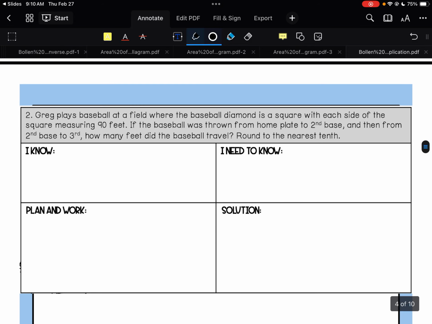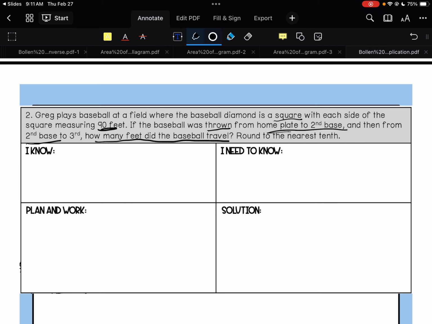Next we have Greg, and he plays on a baseball field where the baseball diamond is a square. Each side is measuring 90 feet. If a ball was thrown from home plate to second base and then from second to third, how many feet did the baseball travel?